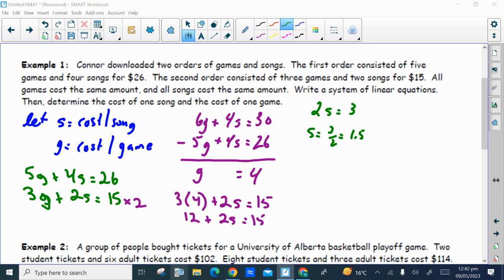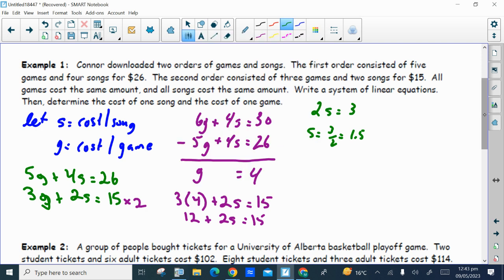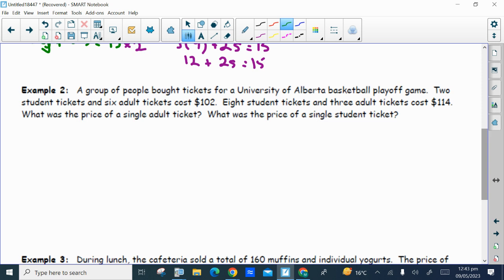To check this, I would go to the scenarios. If we take what we found for the cost of each game and multiply by 5, and the cost of each song and multiply that by 4, we should get a total of $26 for that one. And then we'll check the other scenario once our calculator wakes up. But while I'm waiting for that, let's go on to example 2, and we'll start at least getting it set up.